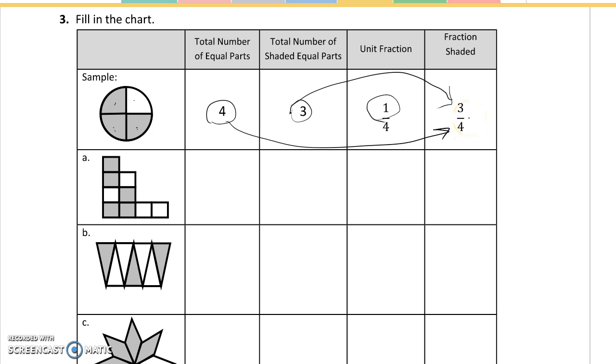All right, so let's do letter A. Total number of equal parts. 1, 2, 3, 4, 5, 6, 7, 8, 9. Shaded parts. 1, 2, 3, 4, 5. Unit fraction. Okay, that's always going to be 1 over the total number of parts, which I just counted was 9. The shaded parts, I had 5 shaded out of a total of 9, or 5/9 is how we say that.